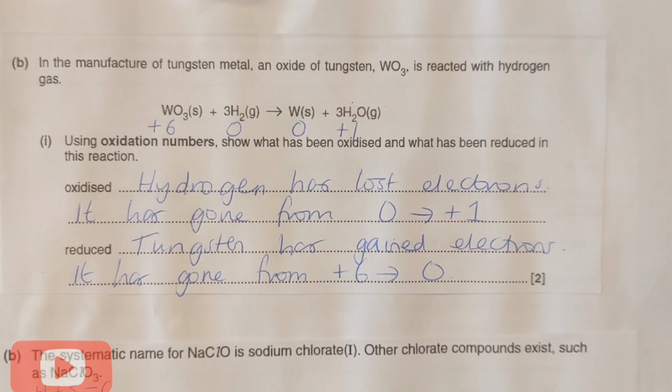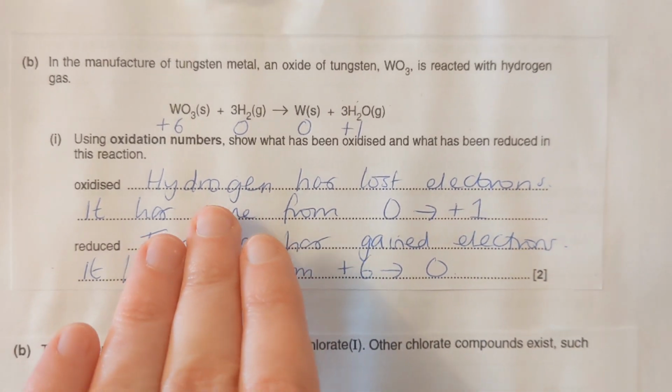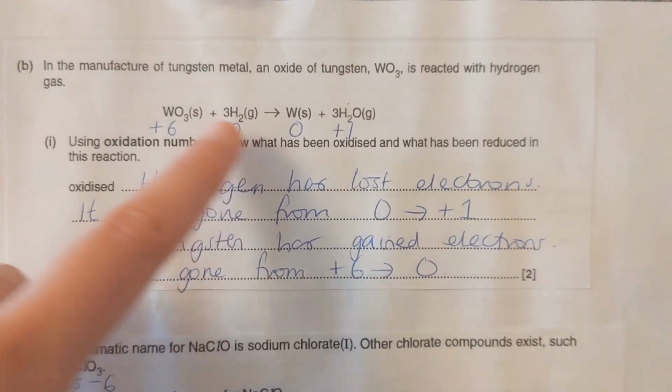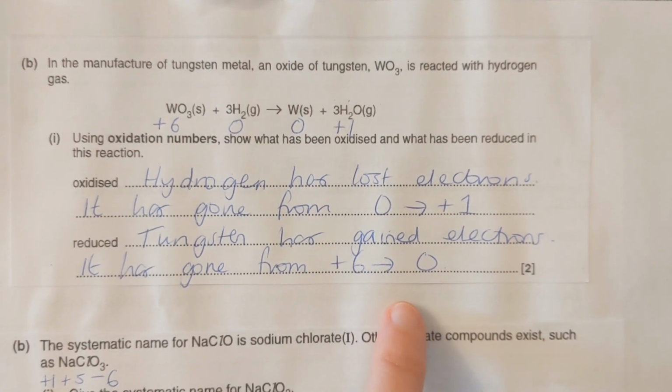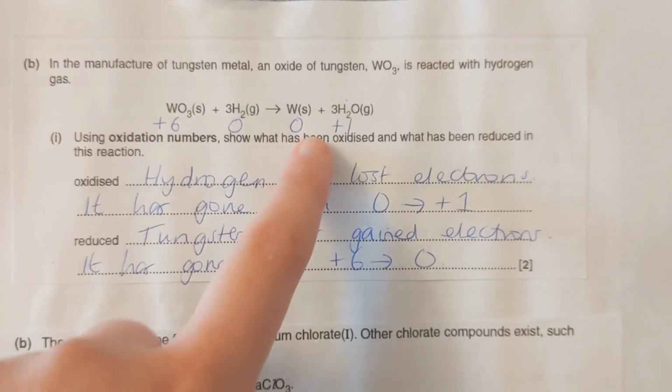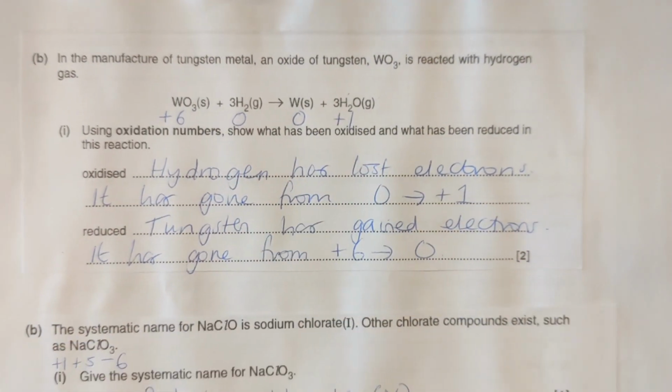So what's been oxidised? It's the thing that's increased its oxidation number, that's hydrogen, and we say what it's gone from and to. And tungsten, the W, has gained electrons, it's been reduced, it's gone from +6 here to 0 when it's an element in its standard state.